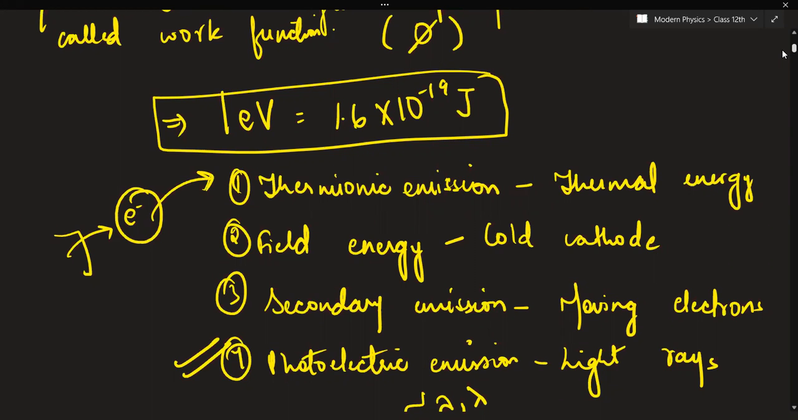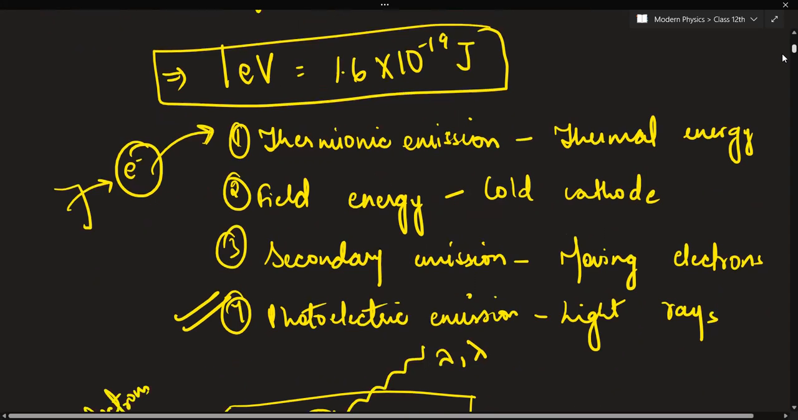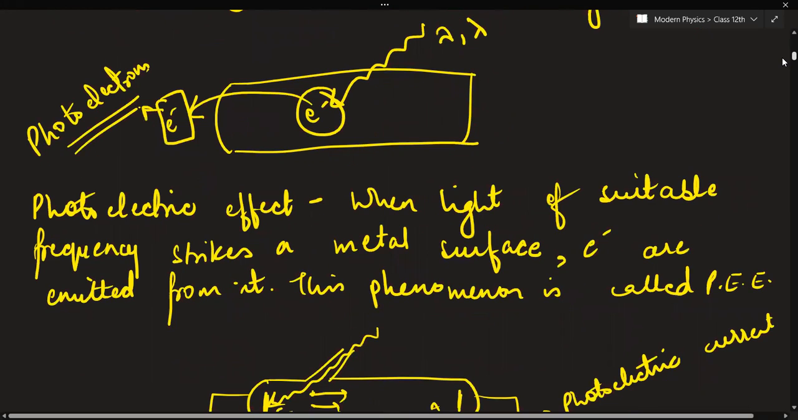In short, if thermal energy strikes on the electron, thermionic emission occurs. If cold cathode radiations are struck on it, then field emission occurs. If moving electrons collide among themselves and result in emission of the next electron, that is known as secondary emission. If light rays are struck on the electron, that is photoelectric emission. Light is making the electron free. Photoelectric effect is a part of your syllabus. That is important. Even if you forget the names of the rest, no big issue.